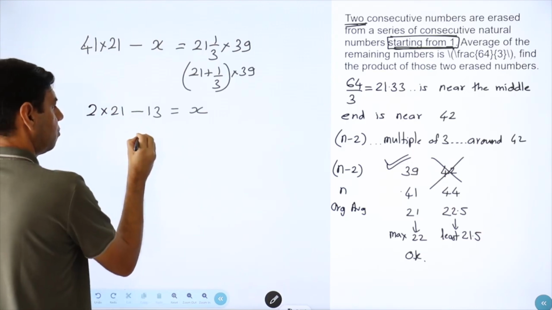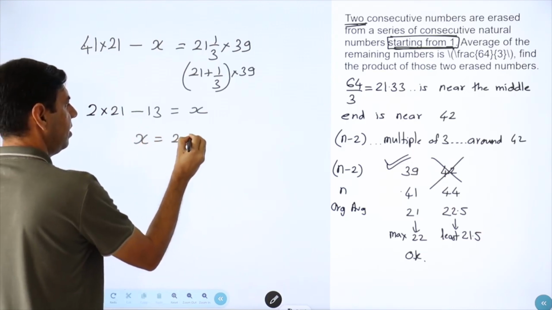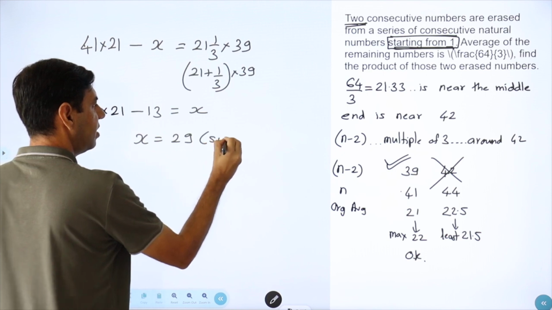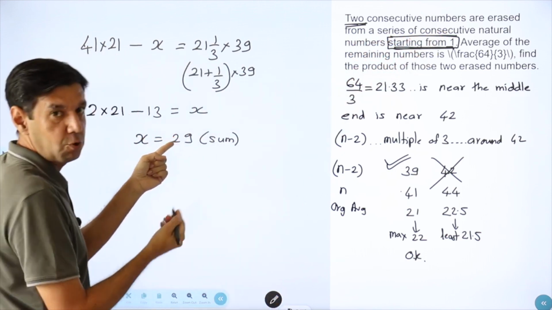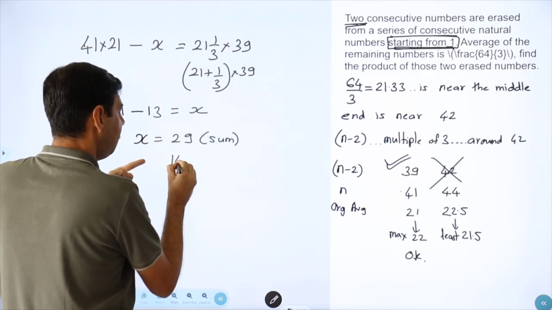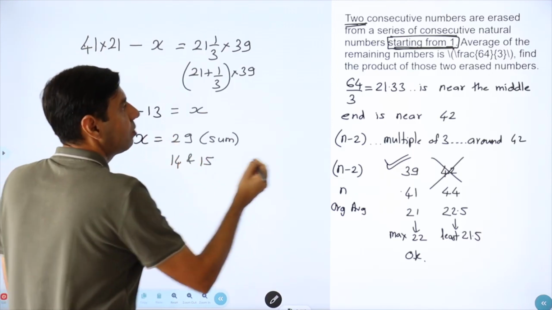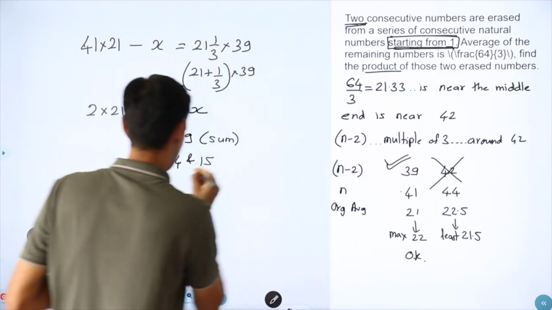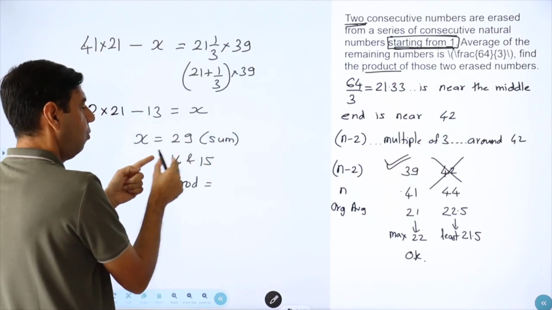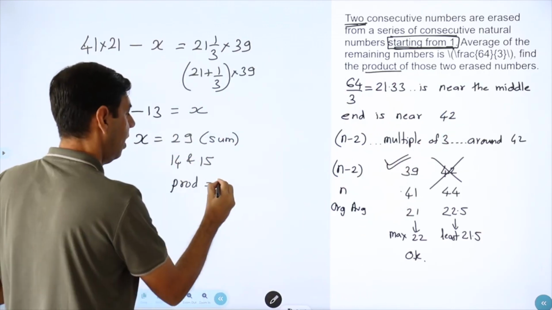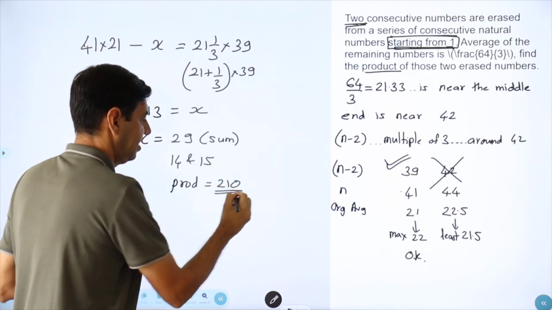32, 29. So x is 29. So remember, this is the sum of two numbers that we are erasing and they are consecutive. So half it, 14.5. So the numbers are 14 and 15. The question is required to find the product, and the product of this, again you should know this, students. 150 plus 60, 210 is the answer.